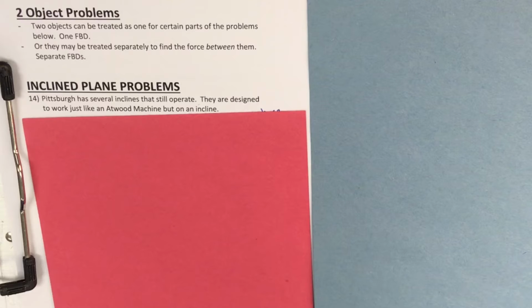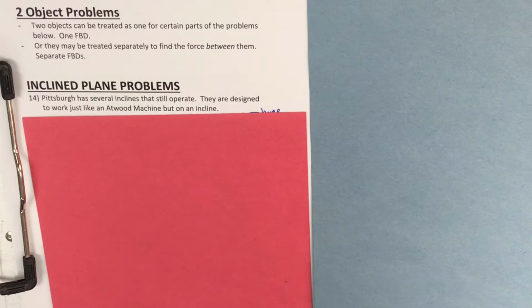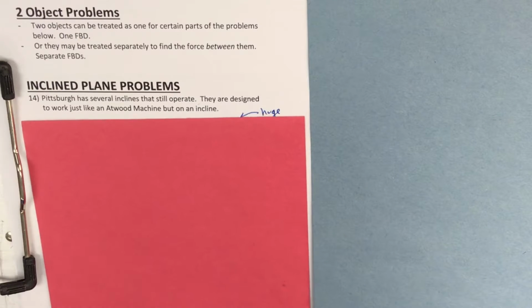All right, finally we got to the good ones. These are the inclined plane problems. First a single inclined plane, and then double inclined planes and all kinds of fun stuff. But for interest's sake, Pittsburgh has several inclines that still operate. They're designed to work just like an Atwood machine, but on an incline.